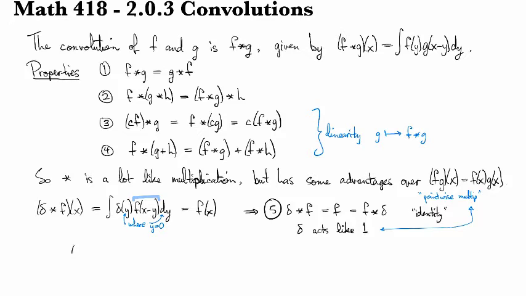And then we have the sixth property, which I'm going to call the magic property, because of the amazing things you can do with it. And that is that if you look at the derivative of a convolution, then this is the derivative of f convolved with g, or f convolved with the derivative of g.